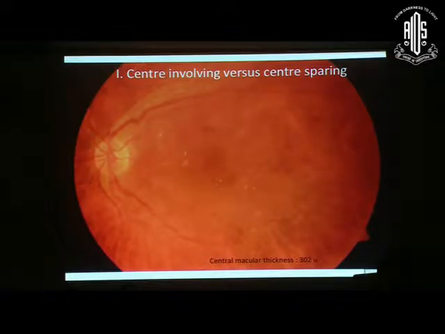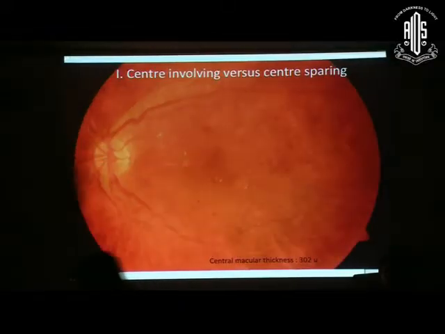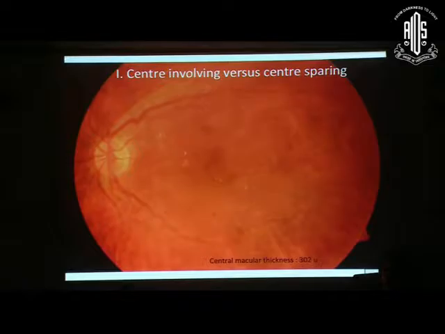As mentioned by the previous speakers, it's important to know whether we are dealing with center involving or non-center involving diabetic macular edema, because in center involving we prefer pharmacotherapy, whereas if it's non-center involving we could think of doing the lasers still.